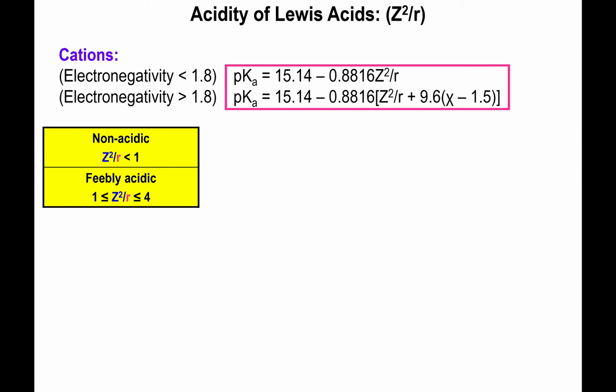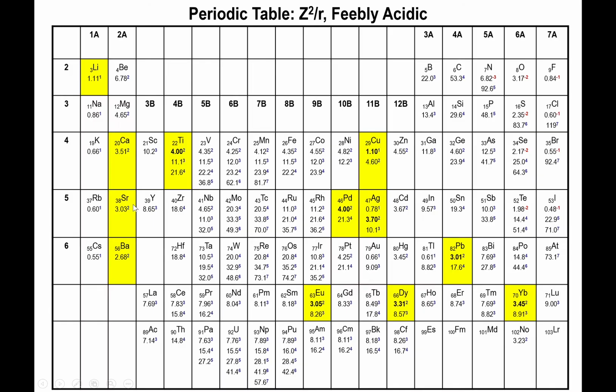But then when you start looking at values that range between 1 and 4 for C squared over R, you get into the feebly acidic elements. So calcium, strontium, titanium 2 plus, copper 1 plus, silver 2 plus, excuse me, palladium 2 plus, europium 2 plus. These elements have a small tendency, it's not very high, but it's a small tendency to acidify the solution. So if you add them to water, you'll see a tiny little drop in the pH.